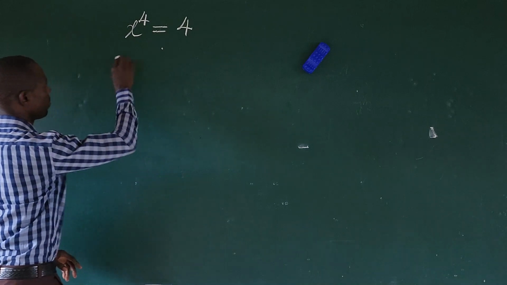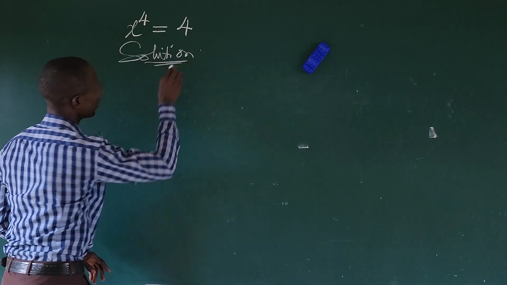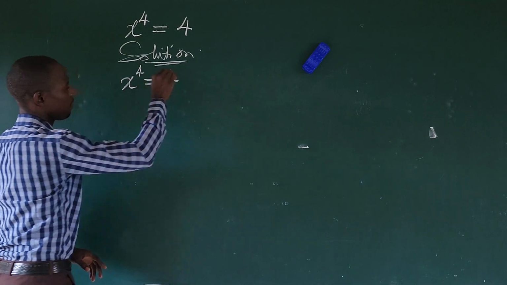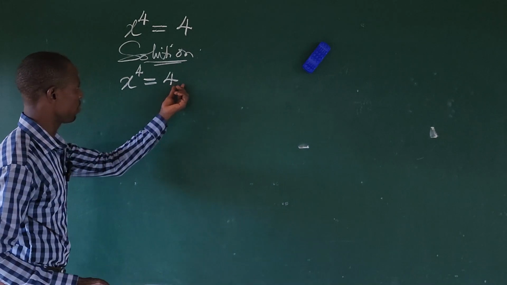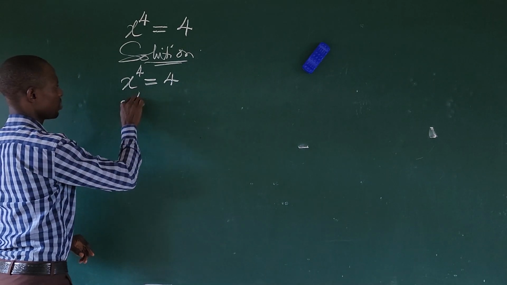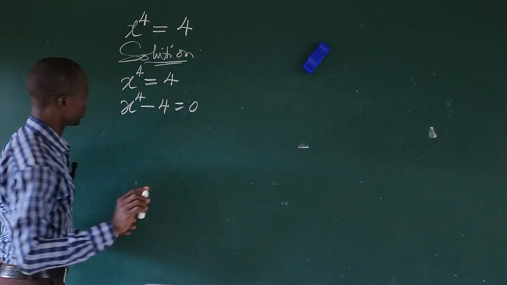All right, so the first thing we take is to take our solution. So the question is x to the power of 4 equal to 4. So the number one thing is to move this 4 to the left-hand side of the equation. So we have here x to the power of 4 minus 4 equal to 0.